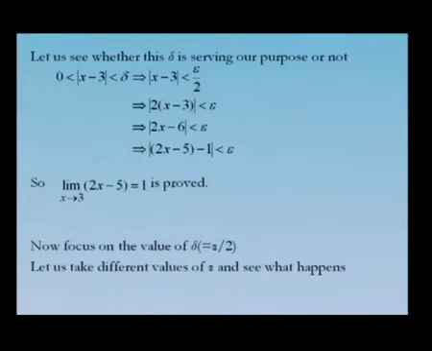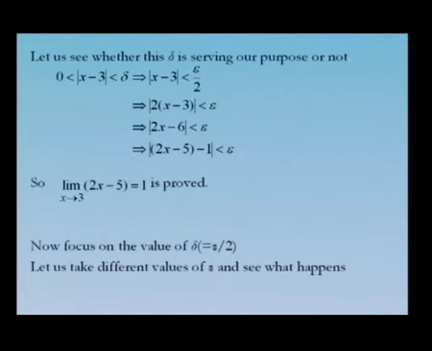So 0 < |x − 3| < δ implies |x − 3| < ε/2, because δ = ε/2, which implies |2(x − 3)| < ε, which implies |2x − 6| < ε, which implies |(2x − 5) − 1| < ε. So this clearly satisfies the definition. Hence the function 2x − 5 has limit 1 as x tends to 3.